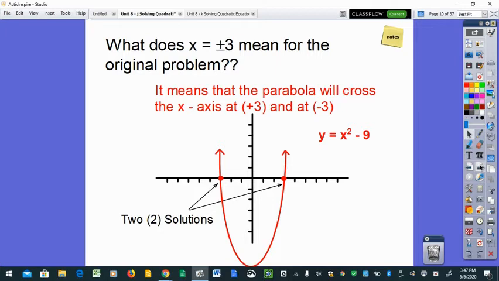Well, guys, here is the graph of y equals x squared minus 9. Remember that the negative 9 is the vertex. It's way down here, at 0, negative 9. That 3 and negative 3 that we just got from solving are the 2 points where that parabola hits the x-axis. They're called the solutions, but that's what they are on the graph.